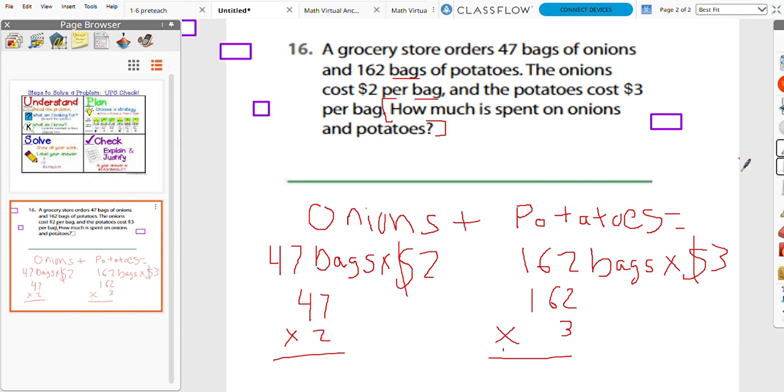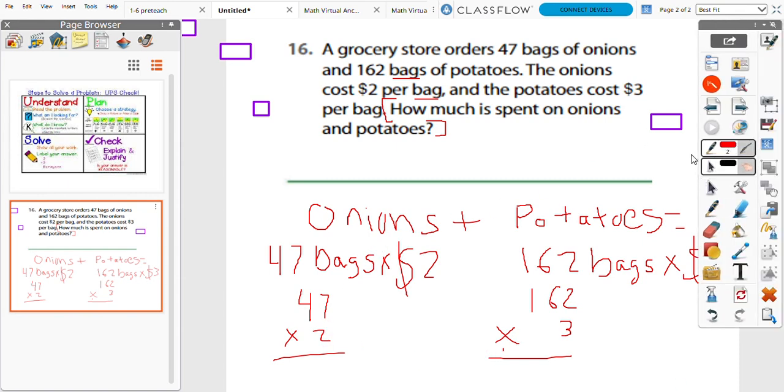So let's solve now. I'm going to solve in green, using the traditional algorithm. 2 times 7 is 14. Carry my 1. 2 times 4 is 8, plus 1 is 9. We need to know what this is. Is this 94 bags or $94? We have 47 bags at $2 a bag, and they wanted to know how much is spent, so that would be $94. So put a label on that.